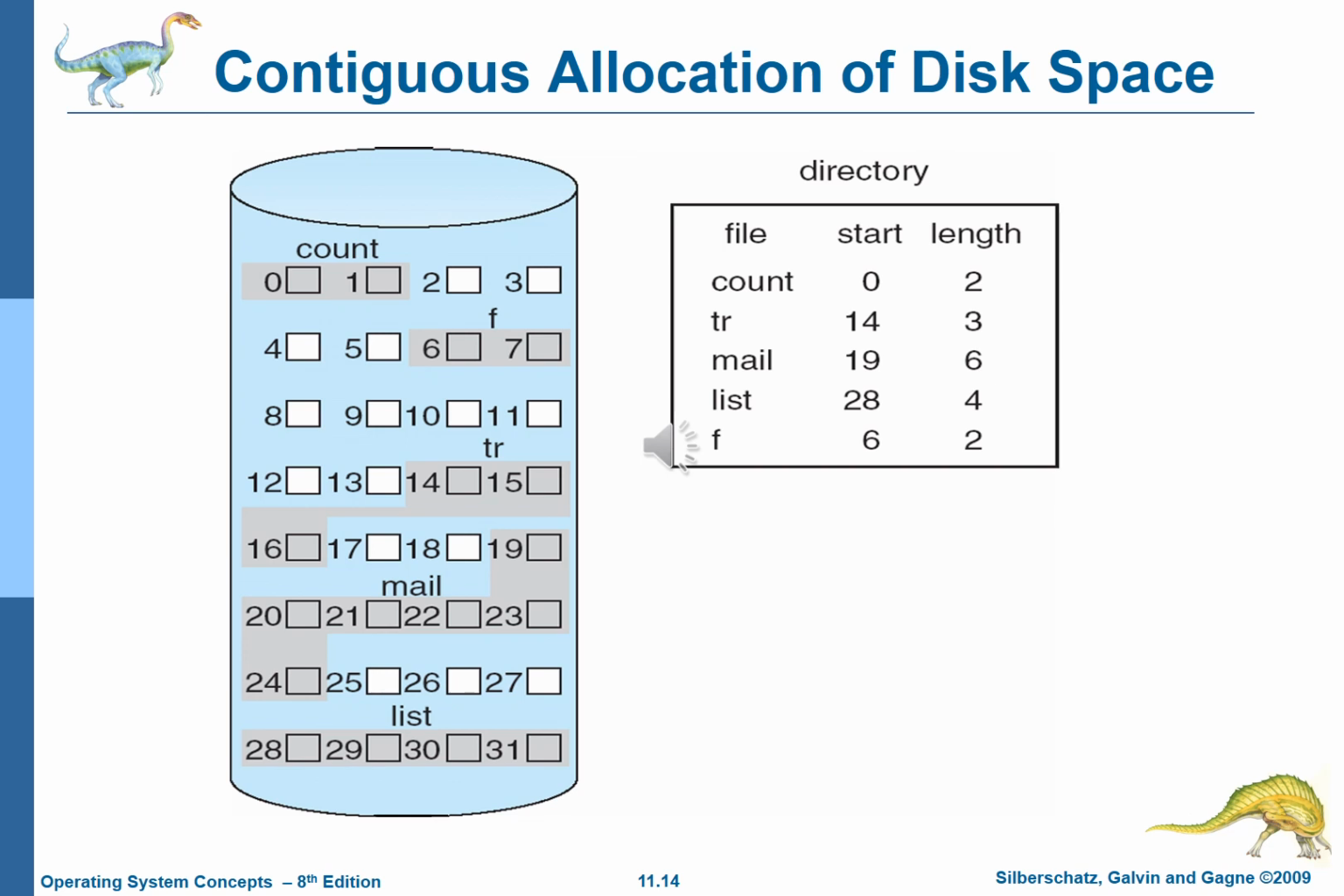Similarly, mail starts from block number 19 and its length is 6. So 19, 20, 21, 22, 23, 24, these 6 blocks are assigned to mail. Similarly, list starts with block number 28 and the length is 4: 28, 29, 30, 31. The same thing applies to the other files also.